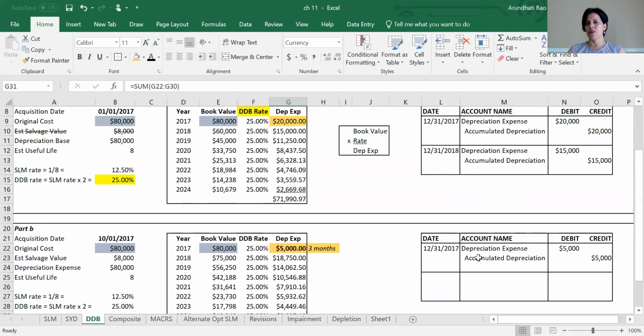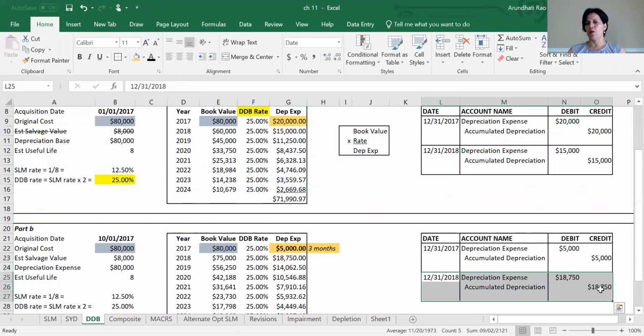So what would be different in journal entries over here? The difference is in the amount that I bring over here. It was 20,000 in the first year, 15,000 in year 2 in Part A. In Part B, it's 5,000 in the first year, 18,750 in the second year.